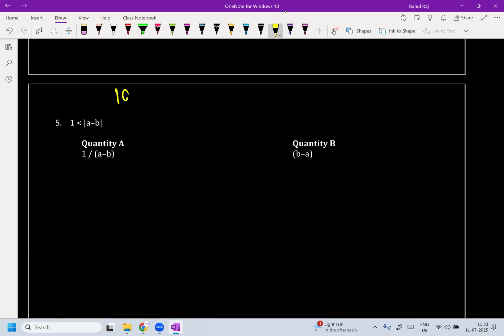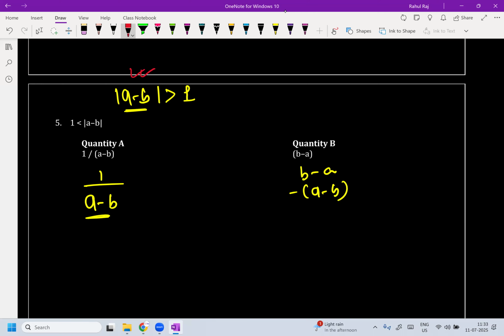See here, it says mod of a minus b is greater than 1. This says 1 by a minus b and this is b minus a, right? Now this is a minus b, this is a minus b. Just to have a complete understanding of the question, b minus a is the negative of a minus b, right? Whenever the entire expressions are the same, you can change the entire question only.